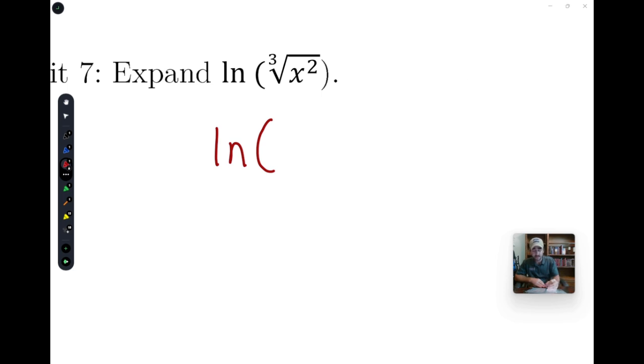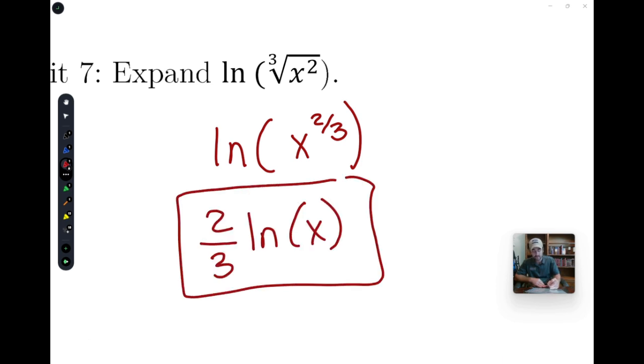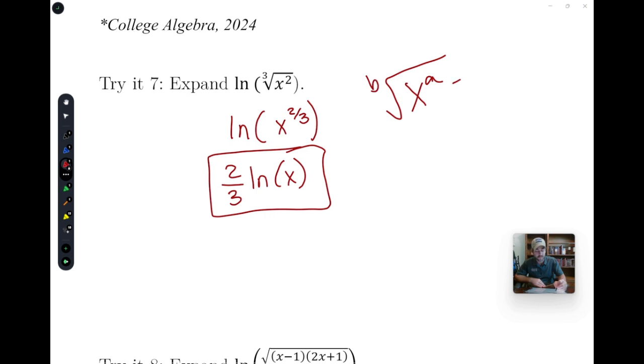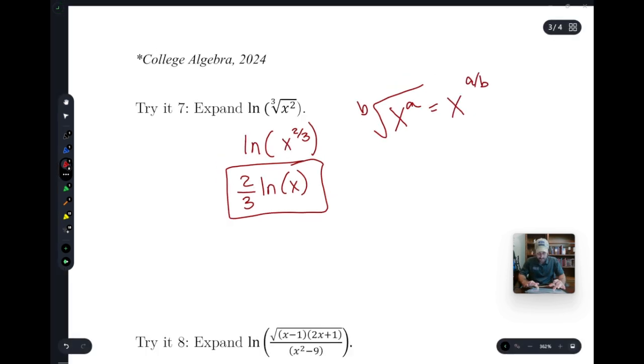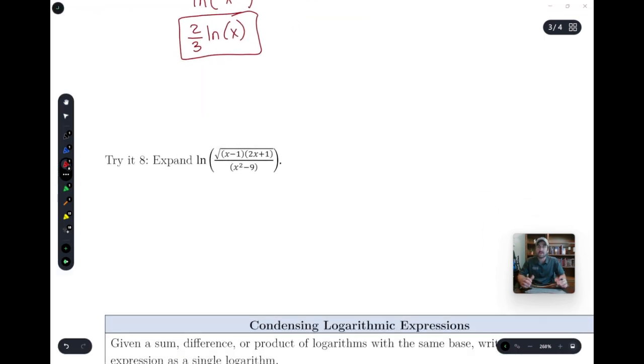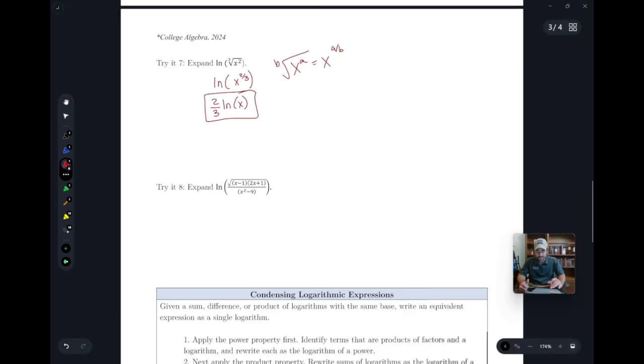So the natural log of x to the cube root and squared is x to the 2/3. This power stays, and the cube root goes to the bottom, and then we can just take out that 2 over 3 and leave it as ln of x. And that comes straight out of a property of exponents that says x to the a with the b root is the same thing as x to the a over b. I'm going to leave try it 8 for you to try on your own as we move on to condensing logarithms.